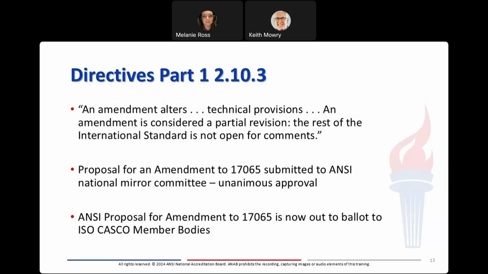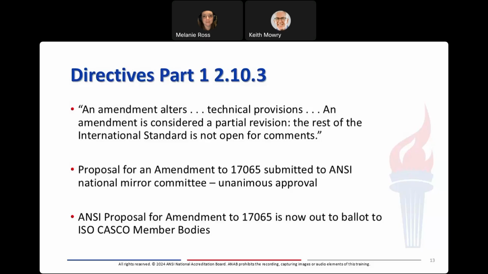And so now what enters the scene is an amendment. And what is an amendment? Well, the ISO directives allow for an amendment, and they say that an amendment alters the technical provisions of an international standard. Okay. It goes on to say an amendment is considered a partial revision. The rest of the international standard is not open for comments.